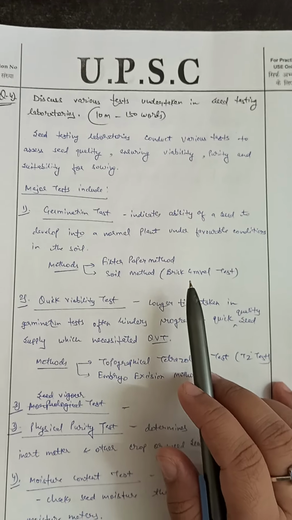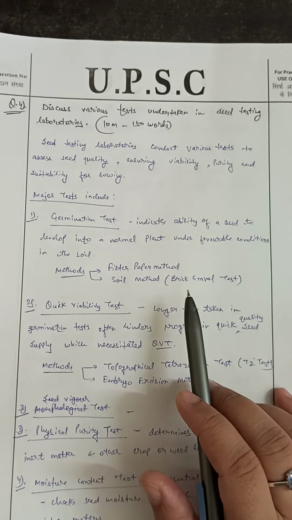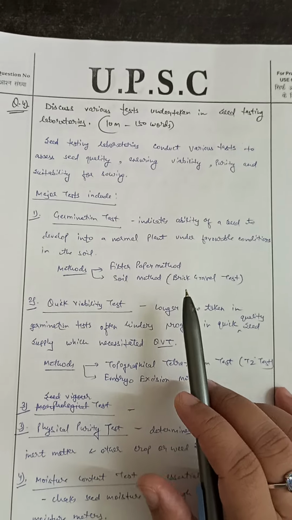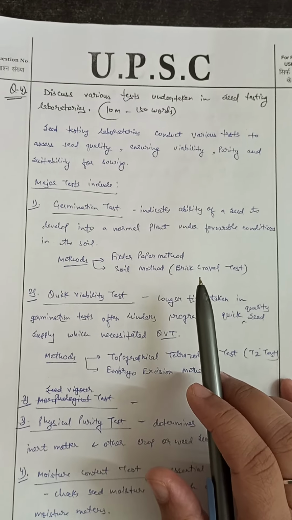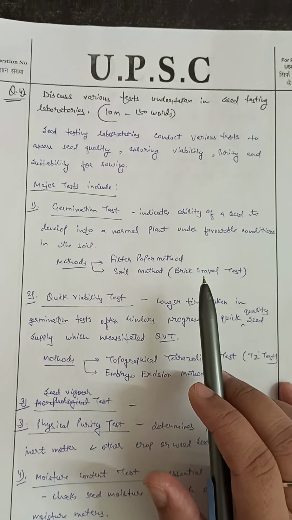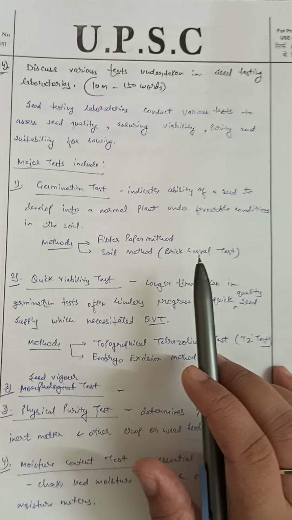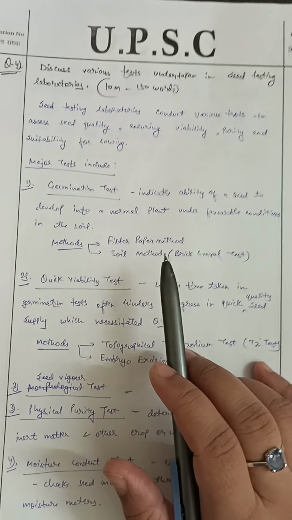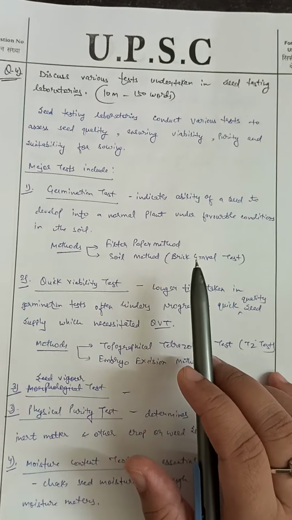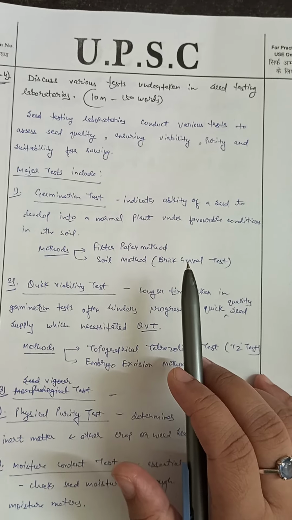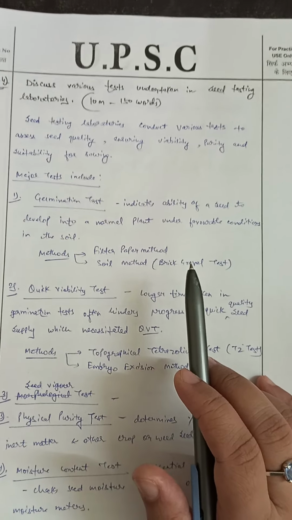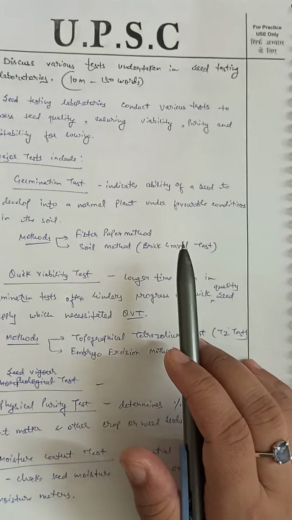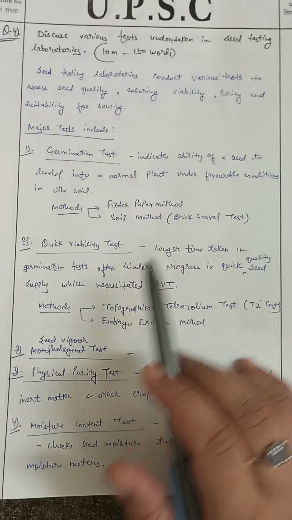In this, a thick layer of brick gravel is applied over the seed, and if the seed is able to germinate and a seedling comes out of this, then it indicates that the seed has a high germination potential. Similarly, in the filter paper method, we apply filter paper over the seed, and if the seed is able to germinate and produce a seedling, then it indicates that the seed has germination potential.